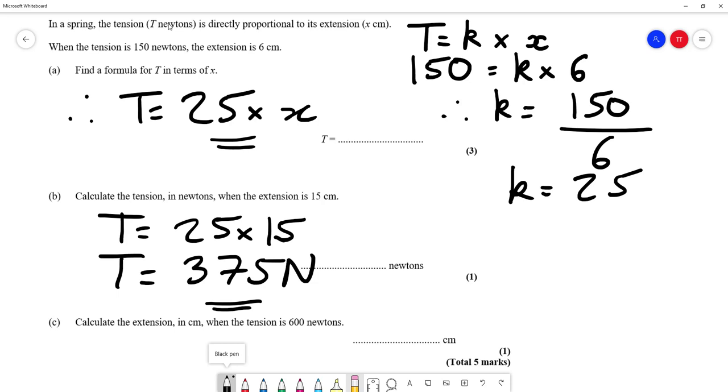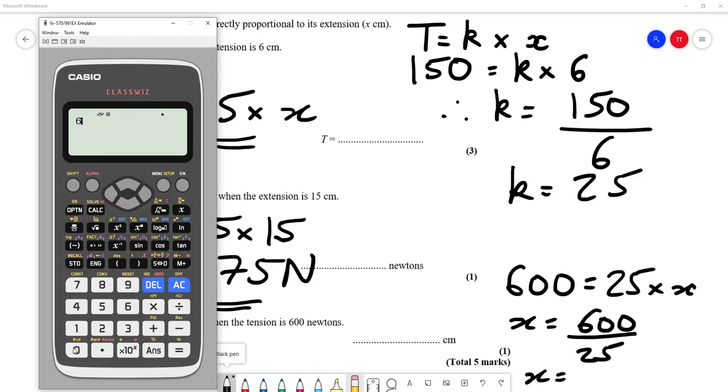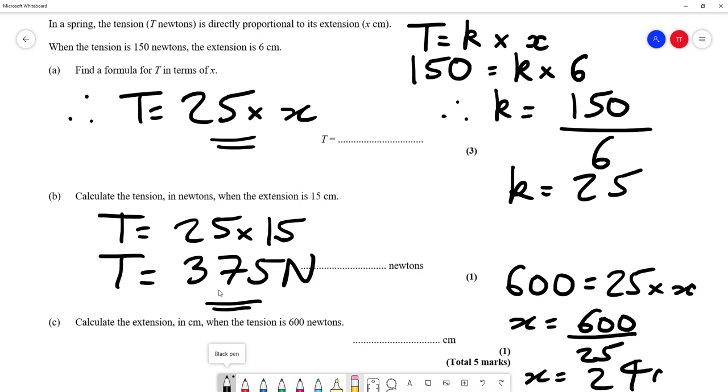Then it says calculate the extension when the tension is 600. So we do 600 is going to be 25 times X. The opposite of times is divide. So we do X is 600 divided by 25. And we can type that in. So 600 divided by 25 gives me 24. So we get 24 centimeters.